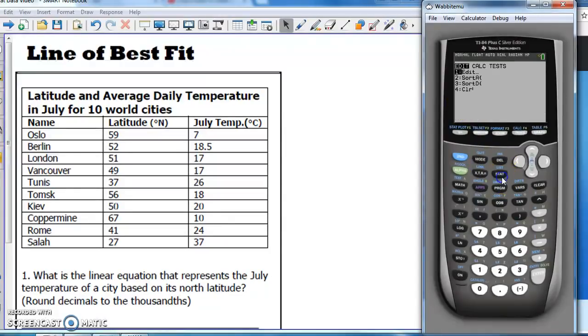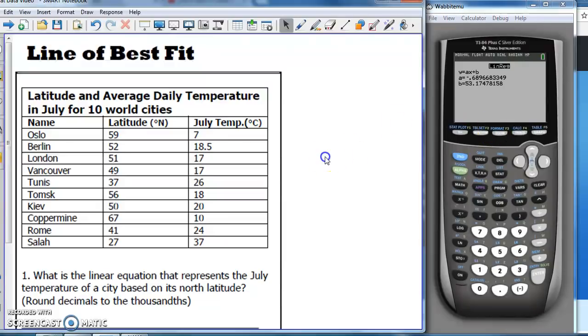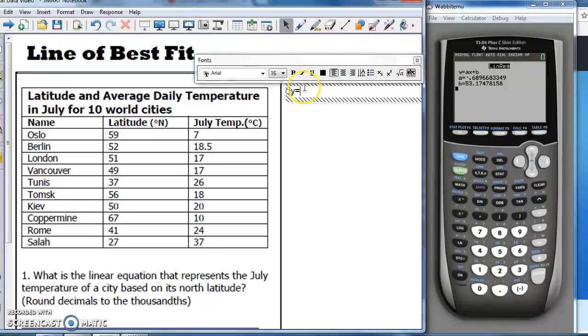Okay, so line of best fit, we're going to go to Stat, highlight Calculate, go to Linear, which is 4. Go all the way down to Calculate because we put it in L1 and L2. Alright, so here's my line. My line's going to be y equals, and we're still rounding to two decimal places, negative 0.68x plus 53.17.